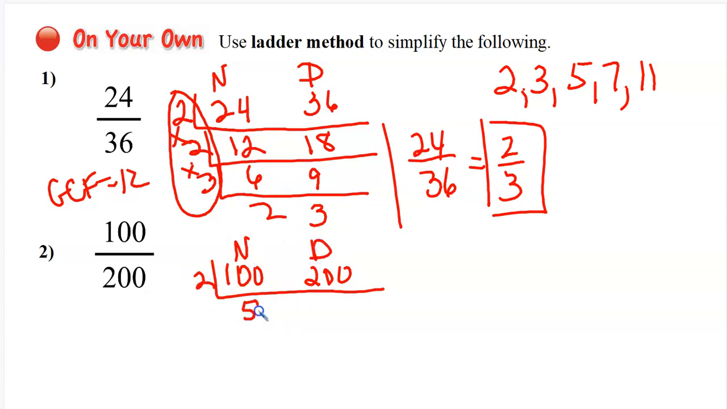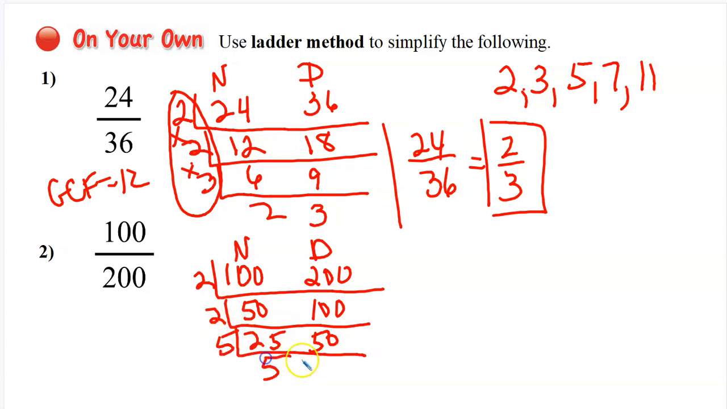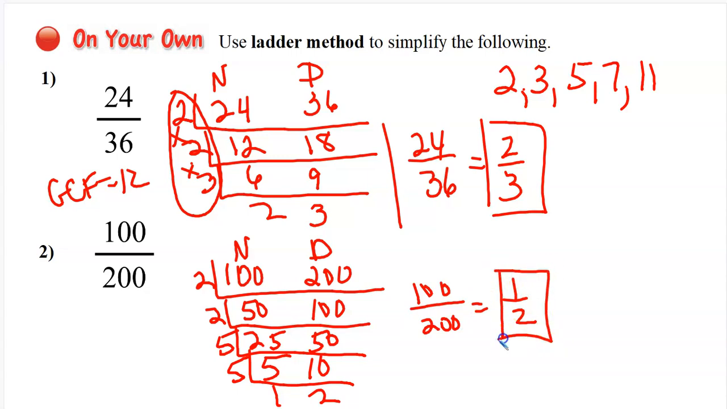Divide by 2. 50 and 100. Divide by 2 again. I get 25 and 50. Divide by 5. I get 5 and 10. I'm going to divide by 5 again. Hey, wait a minute. We knew the answer to this one because we did it in the warm-up. 100 over 200 is equal to 1/2. And now you see I've done it another way.